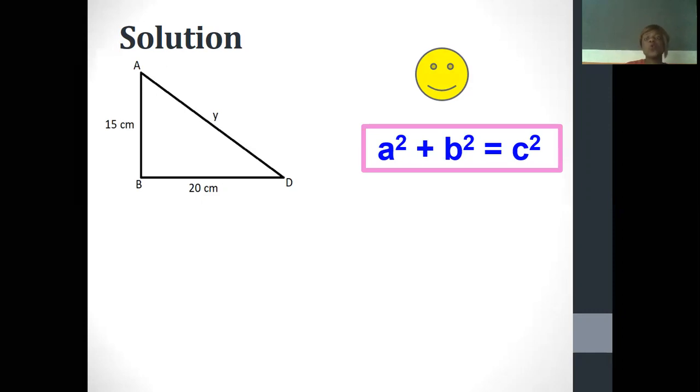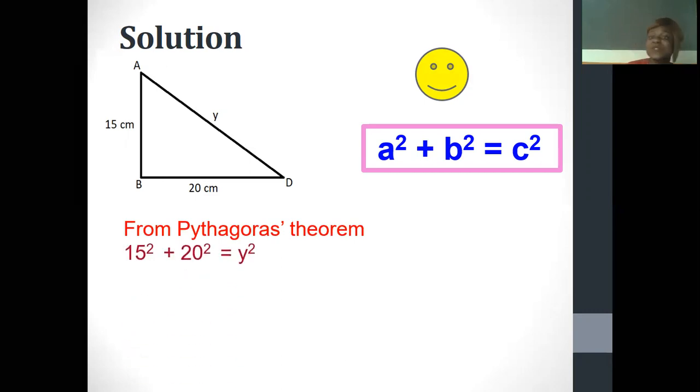Okay, so now let's get down to business. Remember that A and B are the adjacent sides, and C is the hypotenuse, right? So our hypotenuse in this case is y. So we have from Pythagoras theorem, 15 squared plus 20 squared equals y squared. Now we can turn that around and say y squared equals 15 squared plus 20 squared. It doesn't change anything.